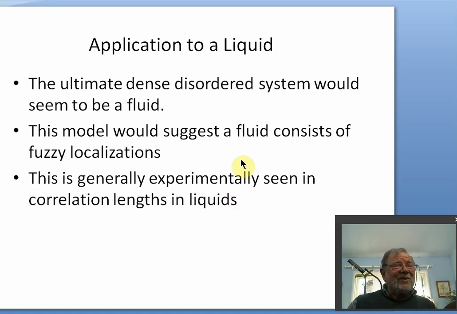Application to a liquid. The ultimate dense disordered system would seem to be a fluid. This model would suggest a fluid consists of fuzzy localizations. I think this is generally experimentally seen in correlation lengths in liquids.